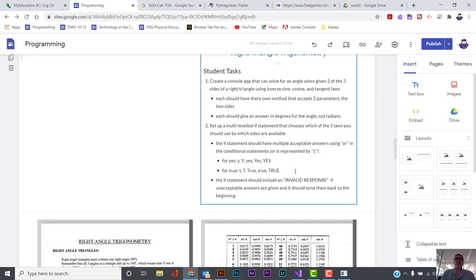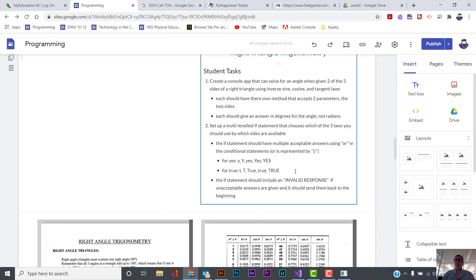Your job here is to work with SOHCAHTOA, so the sine, cosine, and tangent laws of a right triangle. We're going to create a console app that can solve for an angle when you get two of the three sides. So you're solving for an angle, two of the three sides, but we're only going to give you different sides.